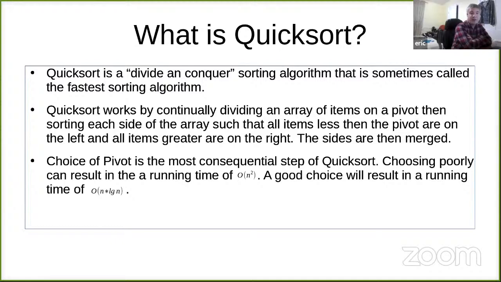Okay, so now the choice of pivot is extremely important in quicksort. And if you choose the pivot incorrectly, you are going to have a very bad time. Your running time will be O(n²), which is essentially the same as insertion sort. It's terrible. But if you make good choices, your running time will be O(n log n), which is as good as merge sort.